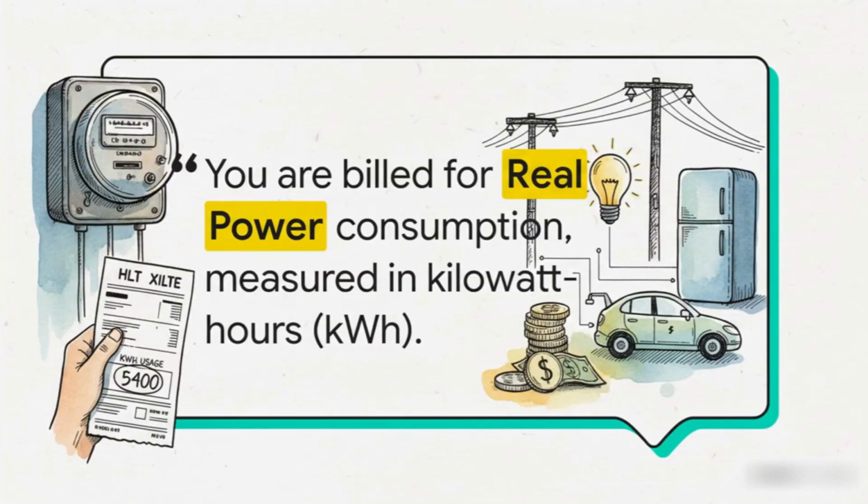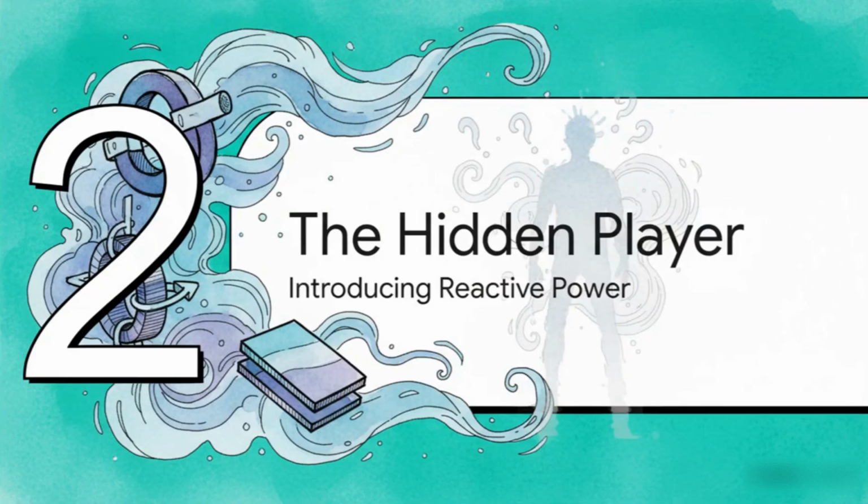Now here's the really crucial part, the reason this matters to you. Real power is what the utility company is tracking. It's what they bill you for. So when you see kilowatt hours on your statement, that's just a measure of the real power you've used over time. Plain and simple, this is the power that costs you money. But, and this is a big but, in AC circuits, that is not the whole story, not by a long shot. Real power has this kind of hidden partner, a player that's absolutely essential for a lot of our devices, but it doesn't actually do any work itself.